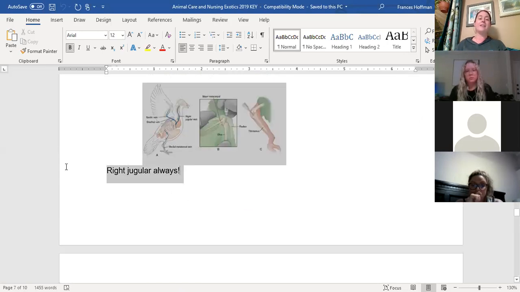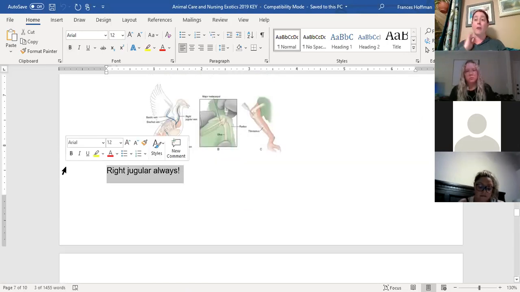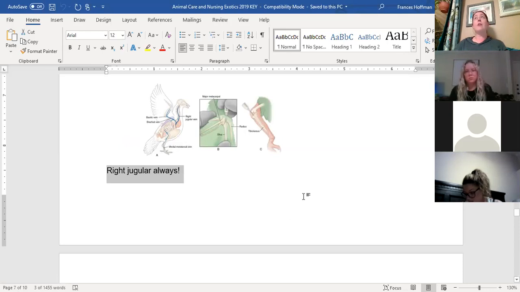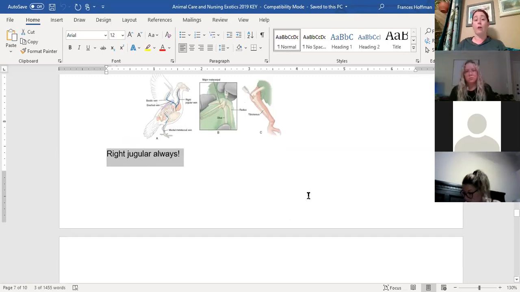For our exotics, we're almost always going to focus on the right jugular. We find that birds do not have a well-developed left jugular vein. Right jugular is important in our pigs as well because we have the phrenic nerve on the left side, which can cause respiratory issues if we hit it in the wrong place. So right jugular, same thing with our reptiles. We want to make sure that we're going right jugular because the left side will often be smaller or hard to hit.